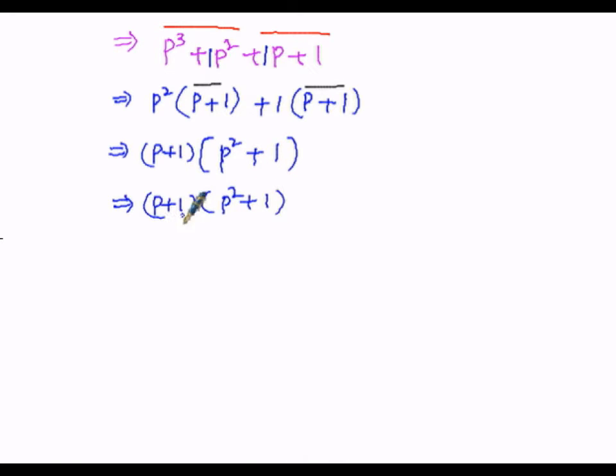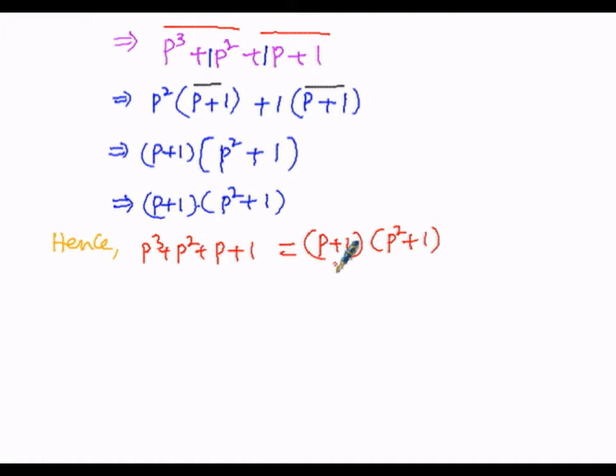These are the 2 factors of the given expression, that is p cube plus p square plus p plus 1. So in this manner, the given expression p cube plus p square plus p plus 1 can be written as the product of 2 factors, such as one is p plus 1, the other is p square plus 1.